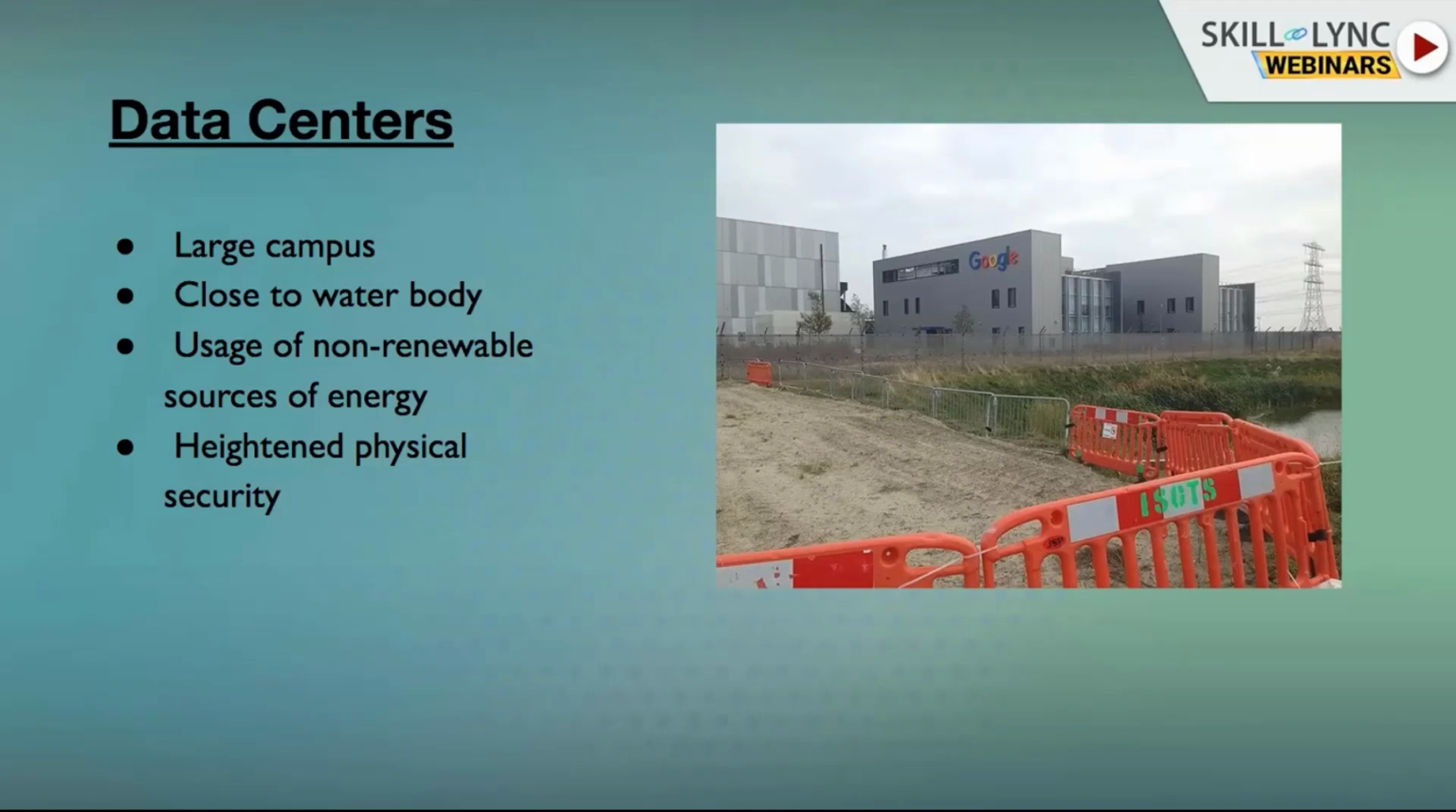Like for example, AWS, people don't know where exactly AWS data centers are. For Azure and Google, some of them we know, but AWS data centers, people can't pinpoint and say that that is an AWS data center, right? So they have that level of anonymity.